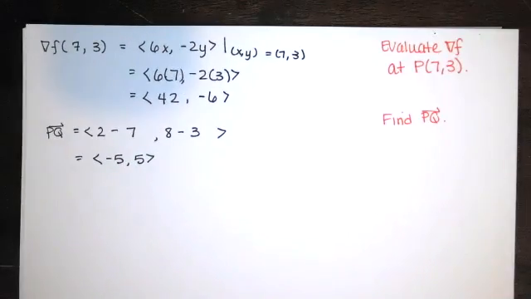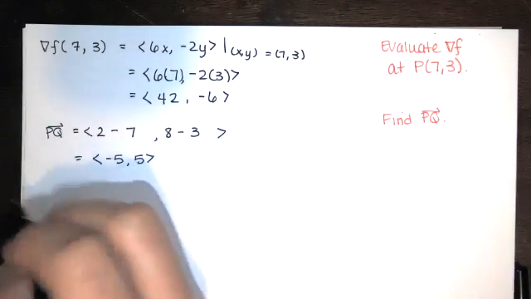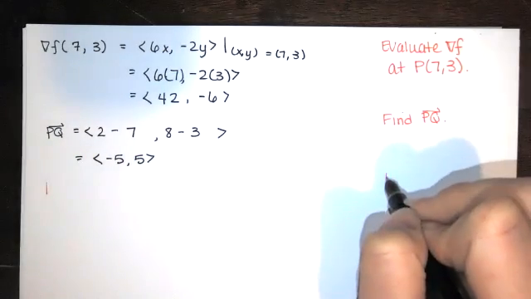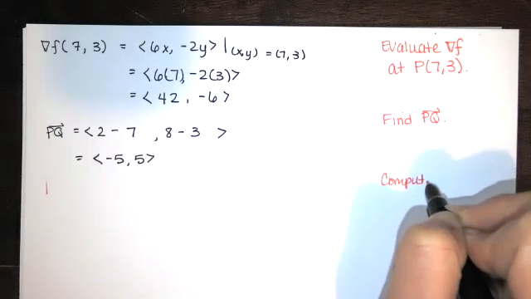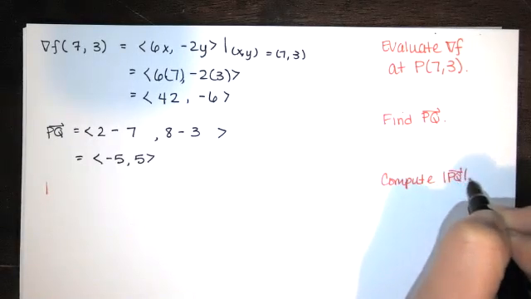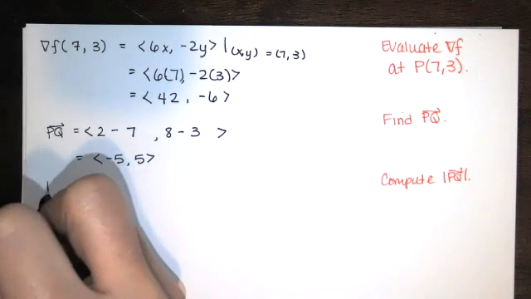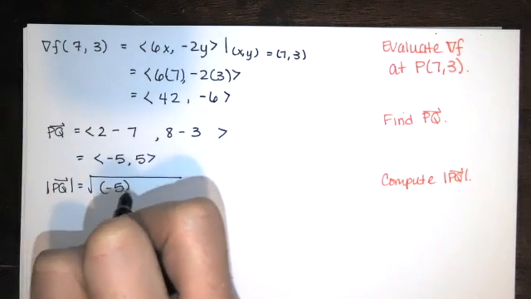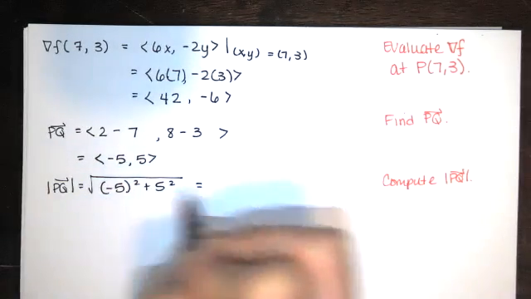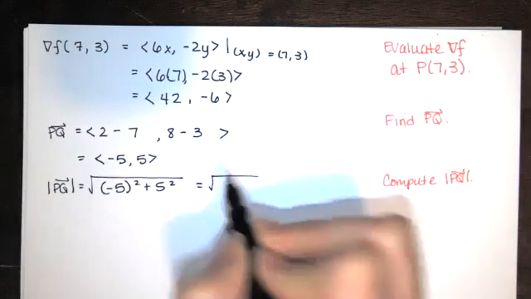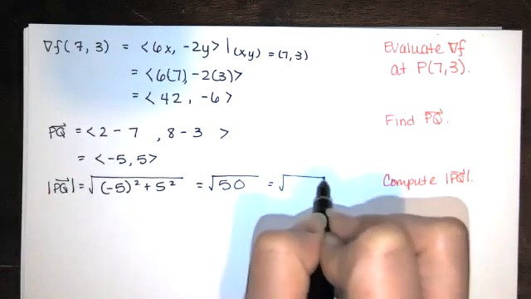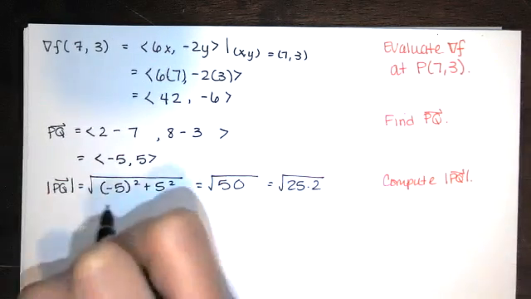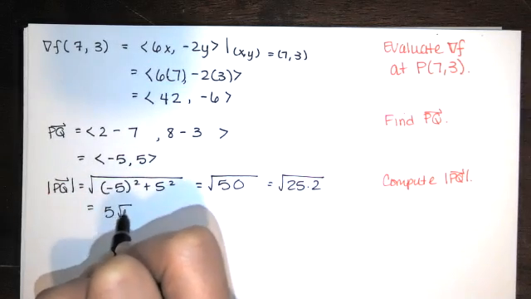Now that is not 1 unit long. If we want to make it a unit vector, we have to divide it by its magnitude. So we need to compute the magnitude of PQ now. So you take the components, you square them and add them and take the square root. So we're going to have 25 plus 25, or 50, or if you prefer, you could call that 25 times 2. So we're going to get 5 times the square root of 2.